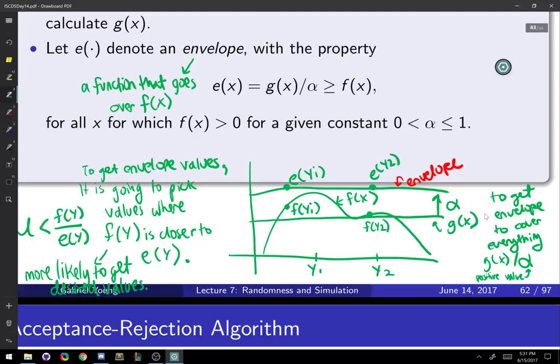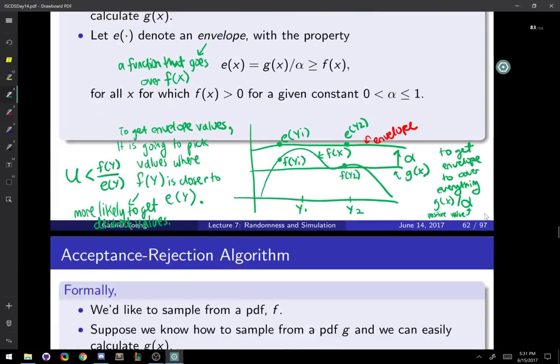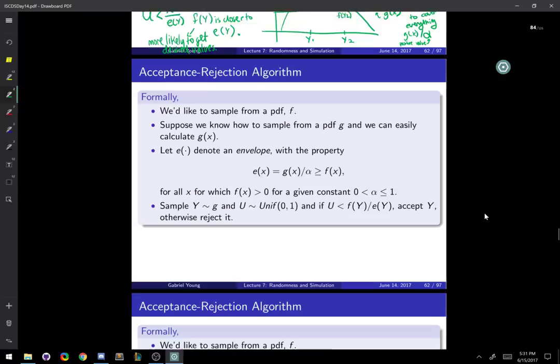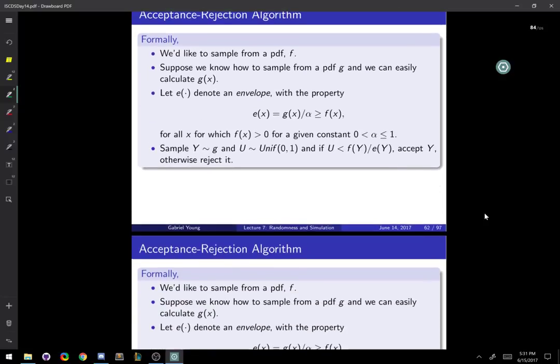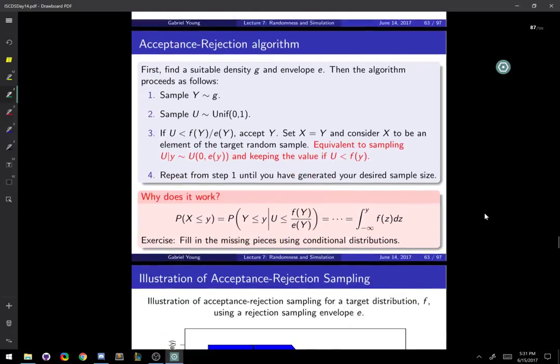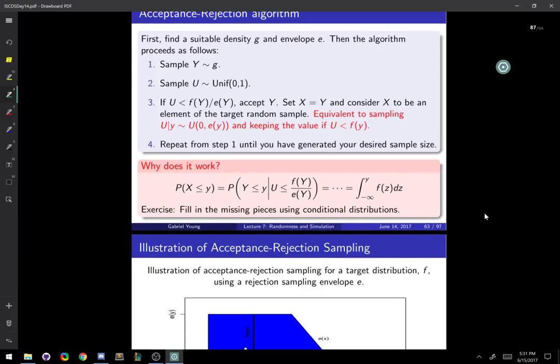Okay, so here's the algorithm one more time. Sample from a G that you know, typically uniform, though it doesn't have to be uniform. Sample a U from a uniform no matter what.